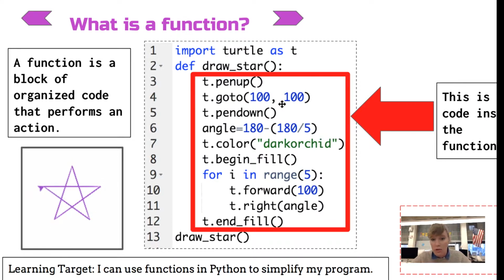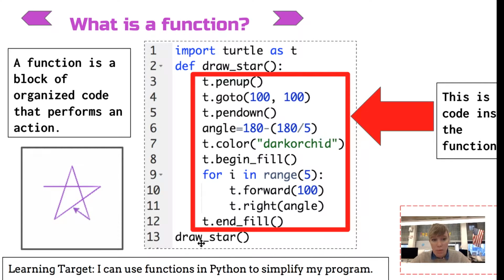All this does is tell the turtle to have the pen up. It tells it to go to a really specific position, 100, 100. It puts its pen down. It turns the outside angles of a 5-pointed star. It sets the color. It begins the fill. Five times it goes forward and turns, and then it ends the fill, so it fills in the shape when it's finished. And that's the end. We're going to talk about what line 13 is in a second.